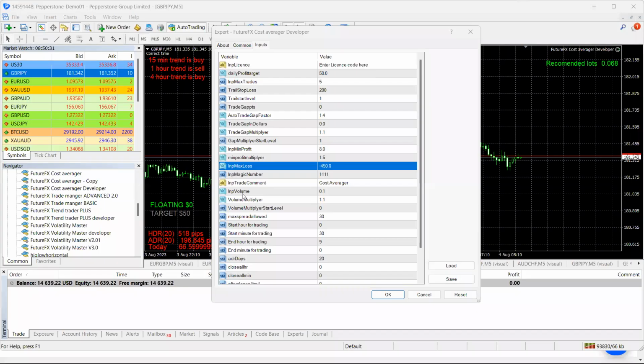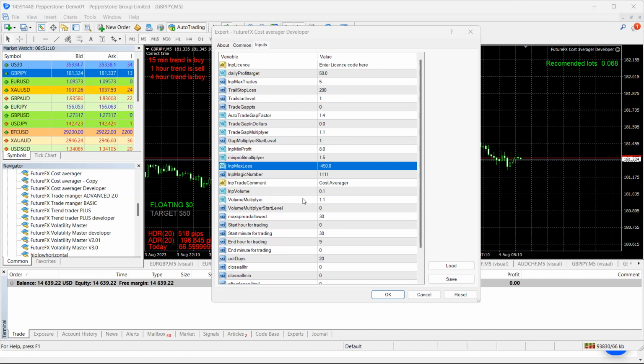Input volume. That is the starting lot size. And what you're going to put in here, if you're using the recommended lot size given up here, you just put that in here. It has to be only to 2 decimal places though. So you can't put in 0.068. You could just put 0.07 or 0.06. I've just left the 3rd decimal place for you so it's accurate, and you can decide yourself whether you want to round up to 7 or round down to 6.